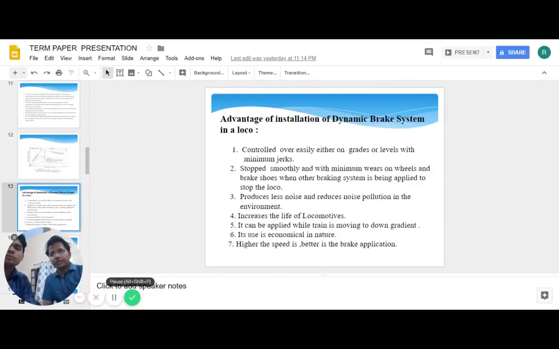Coming to the advantages of using dynamic braking in a loco. While using traditional frictional braking, the wear on the wheels and the brake shoes is often too high. It is well known that wherever there is an engineering problem, there is a way. So dynamic brake comes as a solution, as it also reduces noise and the life of the locomotives is increased. It can be applied whenever a train is moving on a down gradient, and it is also quite economic in nature. And the higher the speed of the train, the better is the brake application.